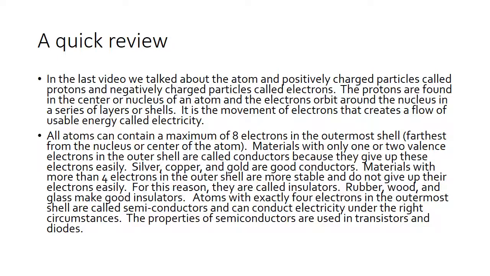We also talked about the fact that all atoms contain a maximum number of 8 electrons in the outermost shell, in other words, the one that's farthest from the nucleus or center of the atom. We discussed the fact that materials with only 1 or 2 electrons in this outermost shell are called conductors because they give up these electrons easily, which results in the flow of electricity. Silver, copper, and gold are examples of good conductors.